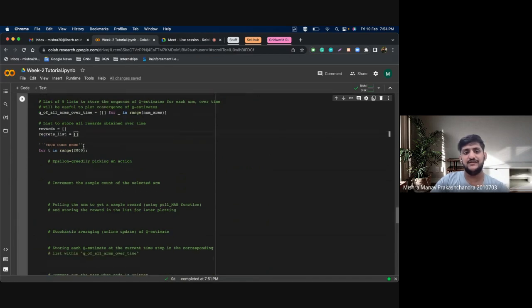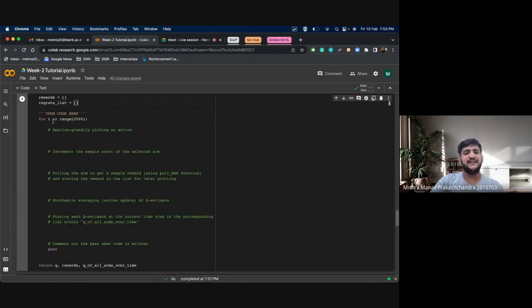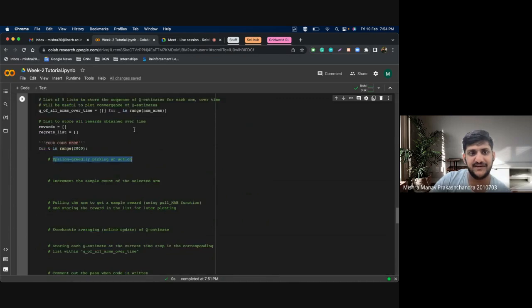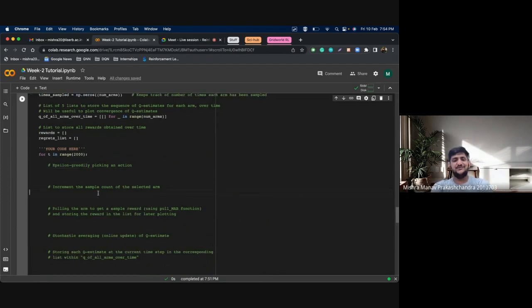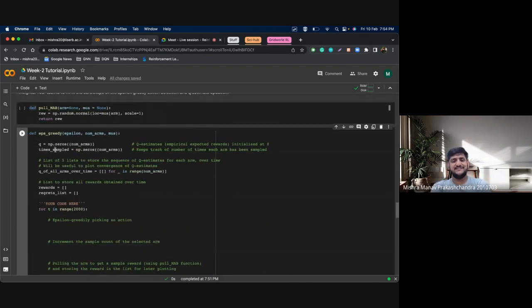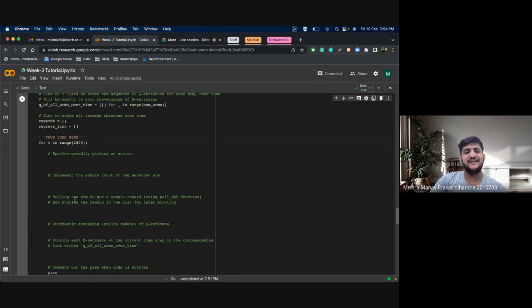Now here is where you start coding. So for t in range 2000, for 2000 iterations, I first pick an action epsilon greedily. So you write the code for how that epsilon greedy action is picked. Then you increment the sample count for that particular arm. You don't do +1 for all. So if arm 1 is pulled, you increment arm 1. Then after that, you pull the arm to get a sample reward using the pull MAB function.